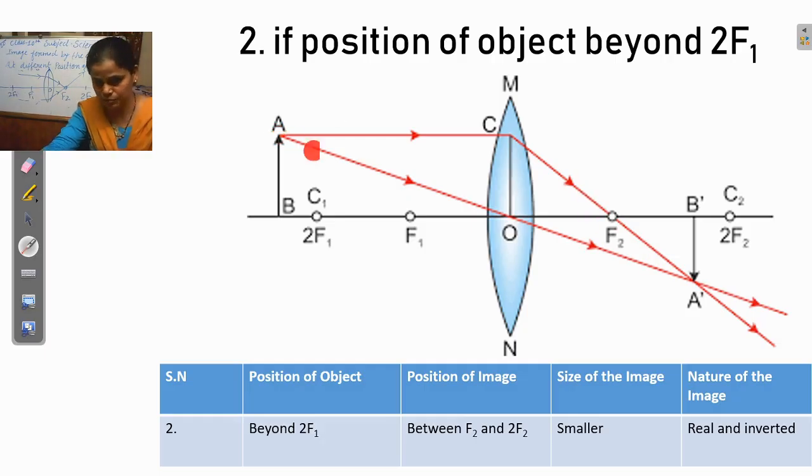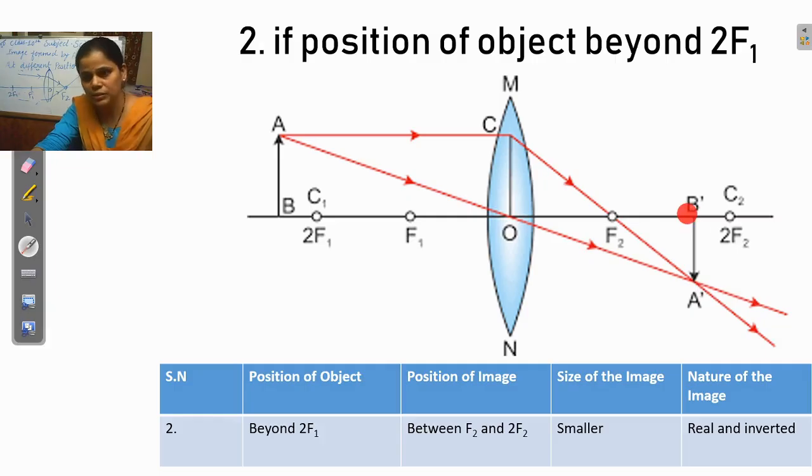When the light ray is incident and passes through the optical center, it doesn't change its path or direction. So in this case, find the intersection point of the refracted rays. This A dash is the intersection point of this refracted ray. Just join this intersection point to the principal axis. The intersection point is the head of the object.